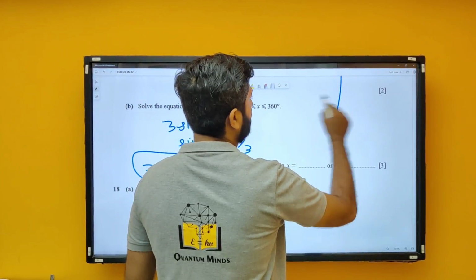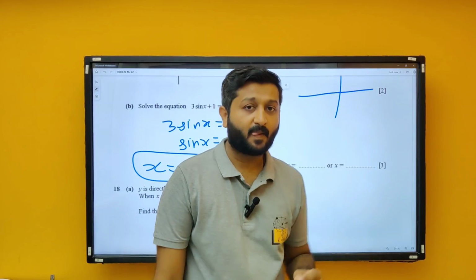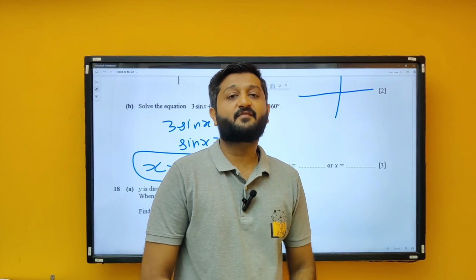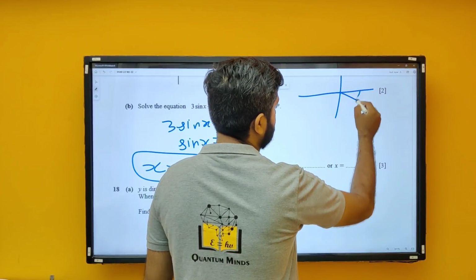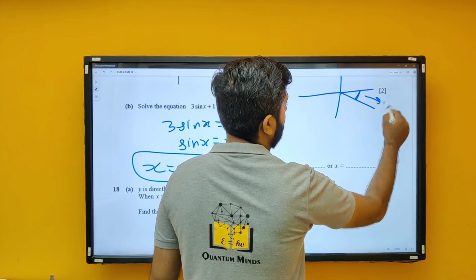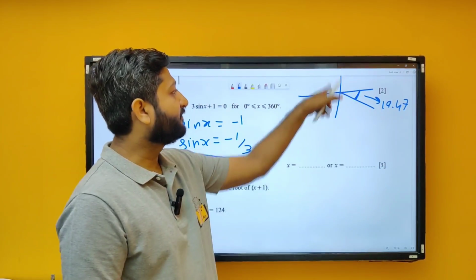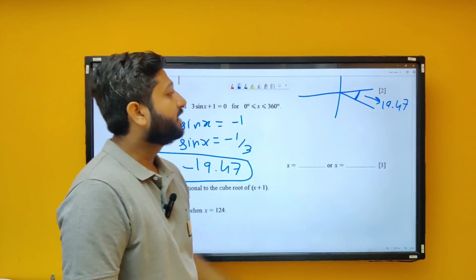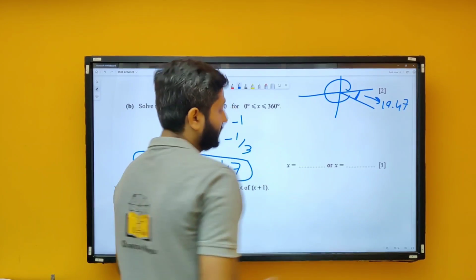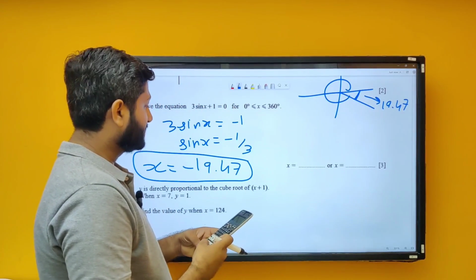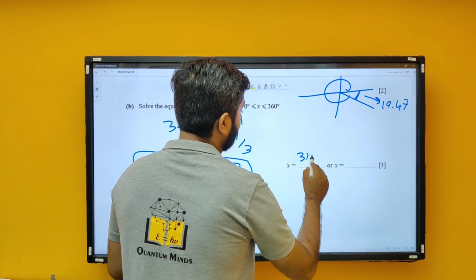Now what does negative mean? Generally we measure angle in the anti-clockwise direction, but a negative angle represents that we have measured this angle in the clockwise direction. So minus 19.47 is this angle. This is nothing but 19.47. Now I have made the 4 quadrants. If this is 19.47, can I find the other angle? Yes, which is 360 minus 19.47, which is 340.5.